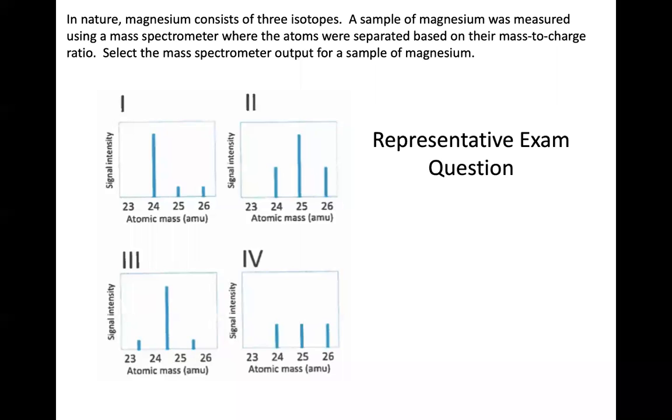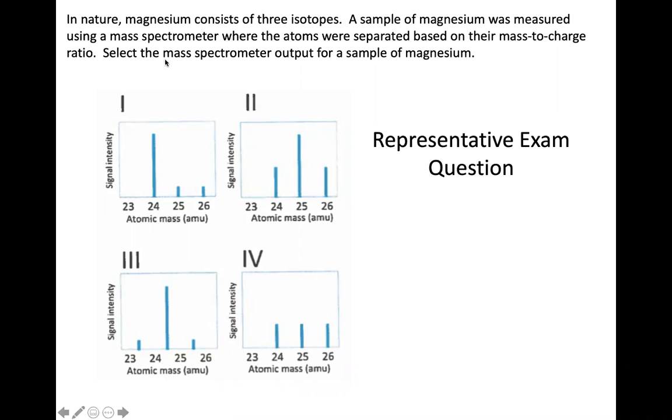Now, something else pertaining to the mass spectrometer I show here. This is one that I know we've had as an exam question. I took it off a previous exam. It says, in nature, magnesium consists of three isotopes. A sample of magnesium was measured in a mass spectrometer. The output shows the peaks based on their mass to charge ratio. Select the mass spectrometer output for a sample of magnesium.